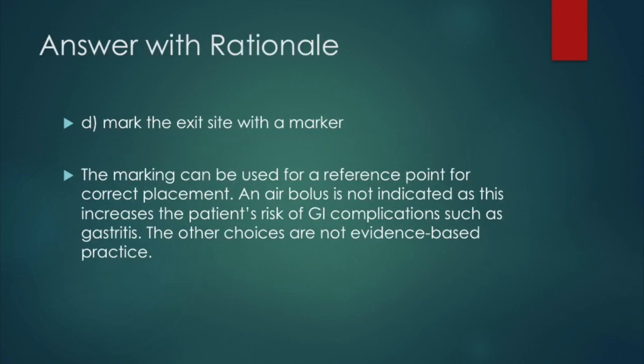And the answer is D. Mark the exit site with a marker. The marking can be used as a reference point for correct placement. An air bolus is not indicated, as this increases the patient's risk of GI complications. The other choices are not evidence-based practice.